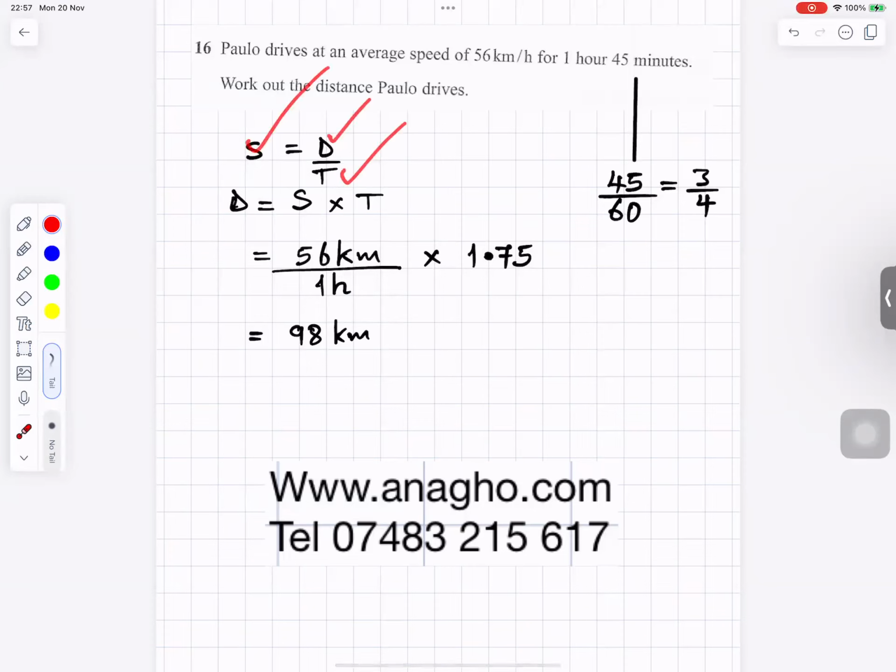Sausages don't talk. So 56 kilometers per hour, which is the speed, times the time, 1 hour 45 minutes. But how do we change 45 minutes to hours? It's 45 minutes divided by 60 minutes, which is 3 over 4, or 0.75. So it's 1 hour and 0.75, 1.75. And you multiply that together, you get 98 kilometers, which is the distance.